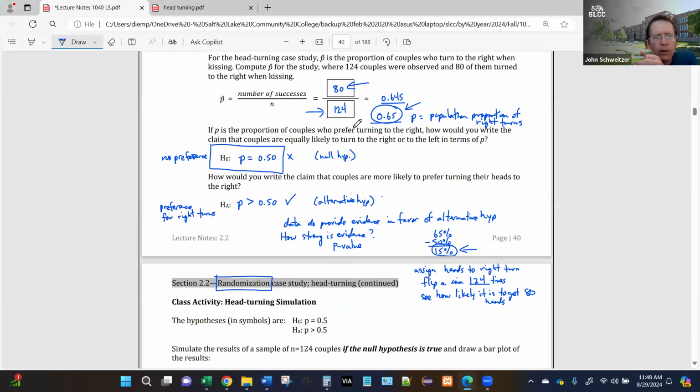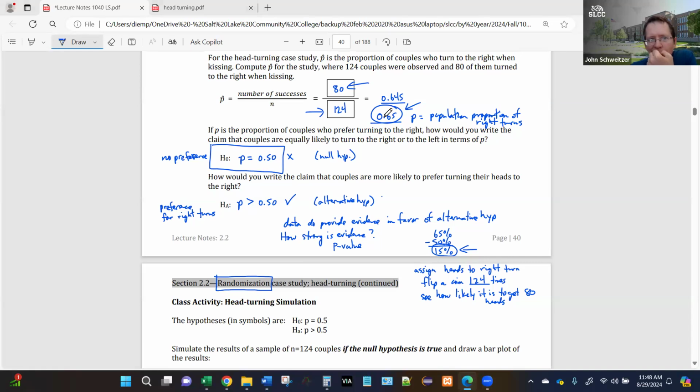What do you guys think? Do our results make this more unusual or less unusual? Are you more convinced or are you less convinced after flipping that coin? Or are you totally confused and you have no idea what the coin flipping is all about? What do you guys think? Are you more convinced or less convinced? You're more convinced, yeah. And why is that?